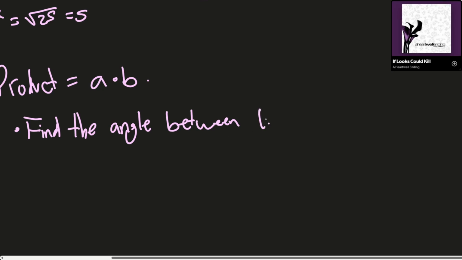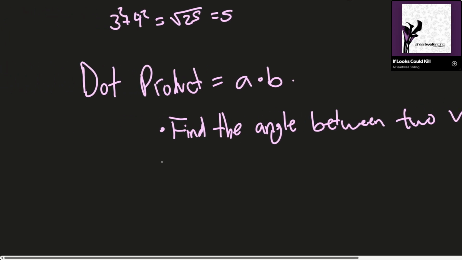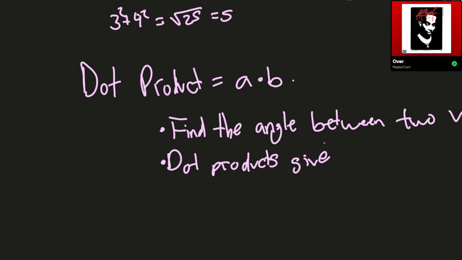Find the angle between two vectors. Dot products give you a whole number usually as your answer, or not a whole number, but I think the proper word is scalar. A scalar is really just like a factor which you multiply things by, so kind of like a coefficient.